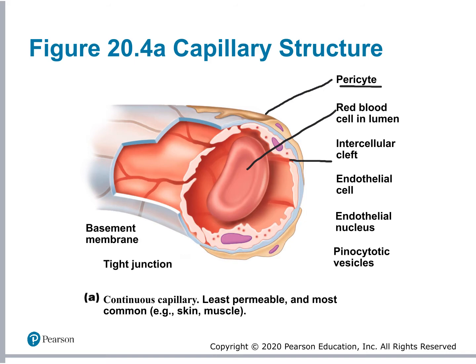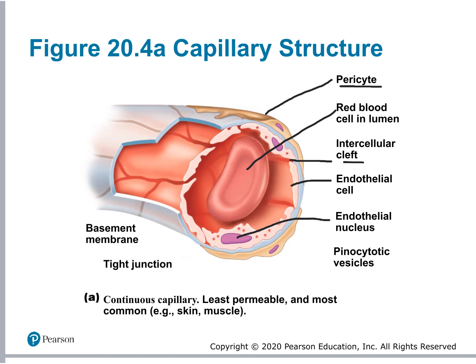The endothelial cell, that is the endothelium. It is right here. So the cleft is in between two endothelial cells. Then we have the endothelial nucleus, which is going to be the nucleus of the endothelial cell right there. We're not going to worry about pinocytic vesicles or the basement membrane. We won't worry about anything else that's on there.